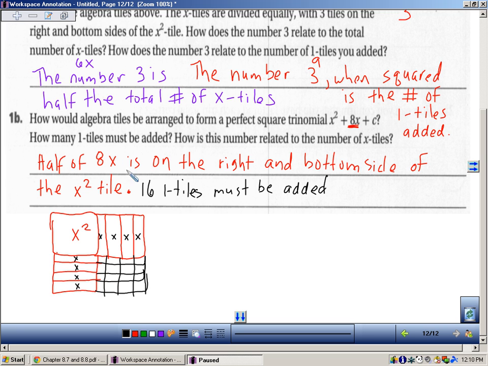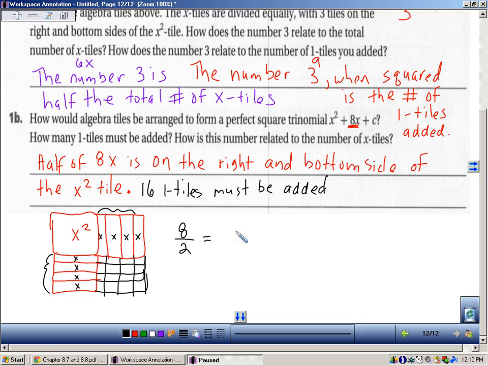Now, I want you to be careful about how I do this. This is going to be a subtle trick. But remember, I took the 8x and divided it by 2 because I had to put 4 of these x's on the right-hand side of x squared and on the bottom side of x squared. So I had to divide 8x by 2. If I take 8 and divide it by 2, that gives me 4.